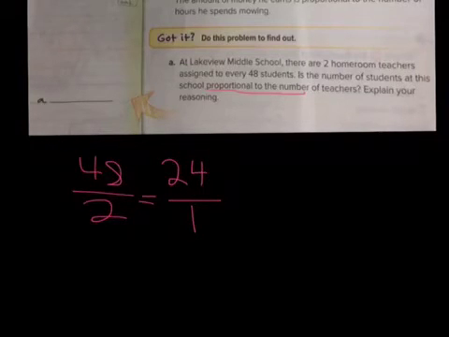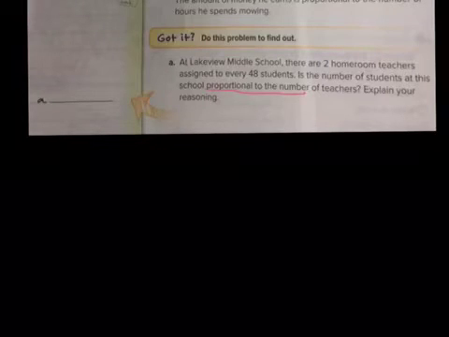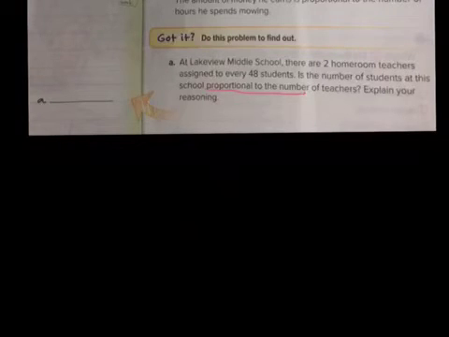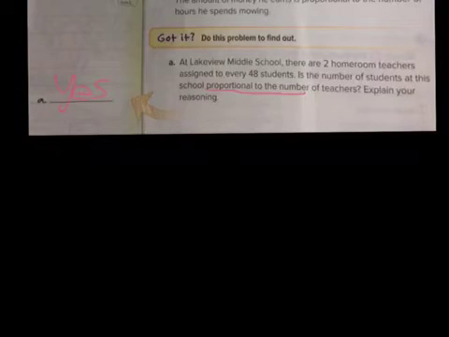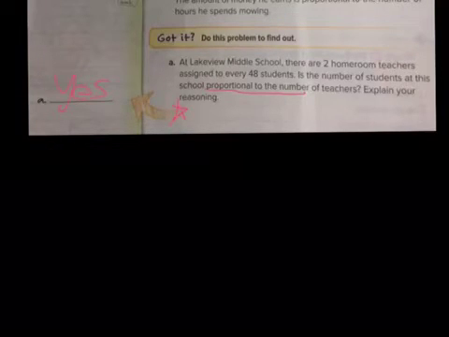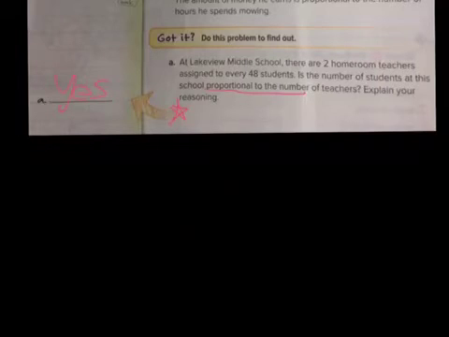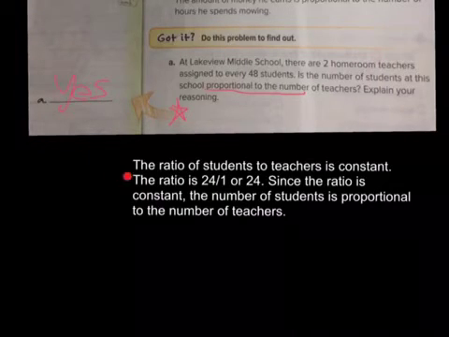So it is proportional. Now, instead, you could write yes right here, right? Because that is our answer. But right here, put a star, and I want you to write the following sentence. The ratio of students to teacher is constant.